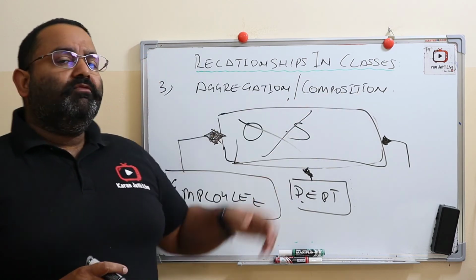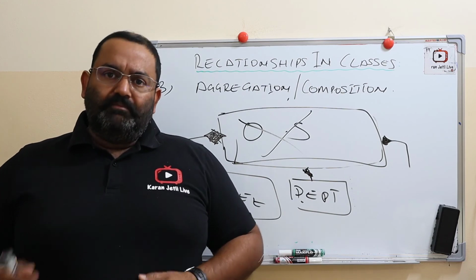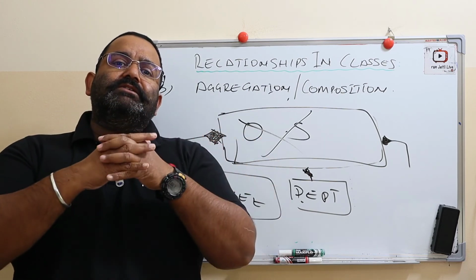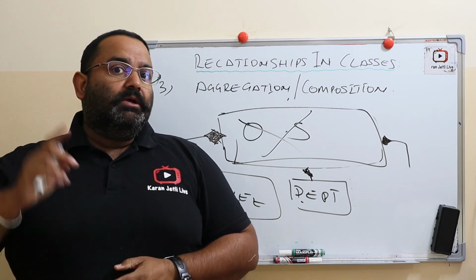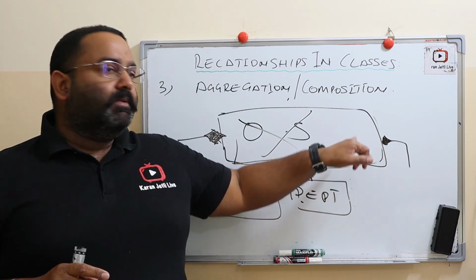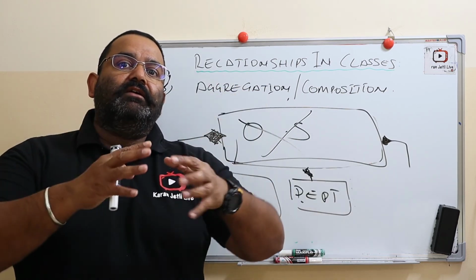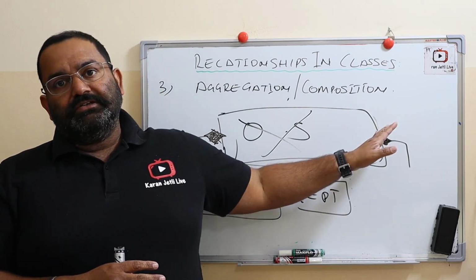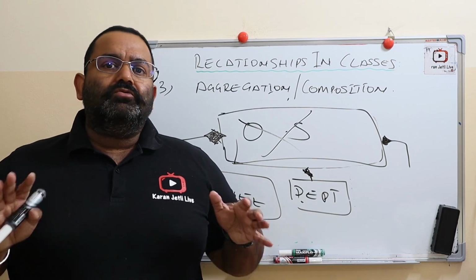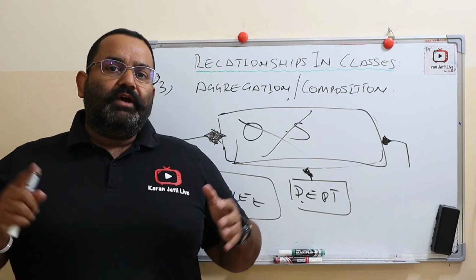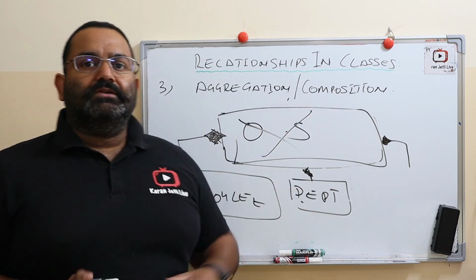Okay, what is composition? A more strict form of aggregation, similar to it, but here the dependencies are more. The participating classes are dependent upon the container class. If the container class is finished, the participating classes are also gone with it. So guys, I hope this is clear to you.